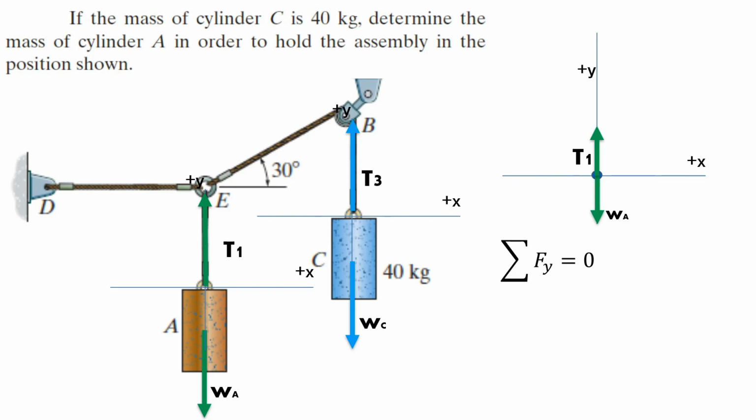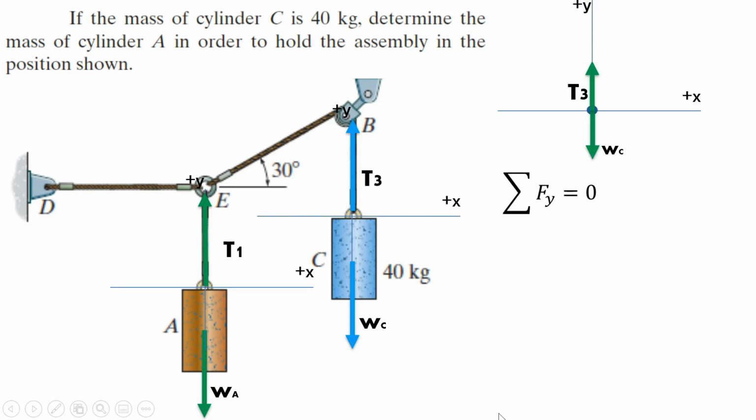From our previous example, we know T1 is just equal to weight A. To prove that, T1 minus weight of A is equal to 0, and T1 is just equal to weight of A. Since weight A is unknown, from weight A we will determine the mass of A.